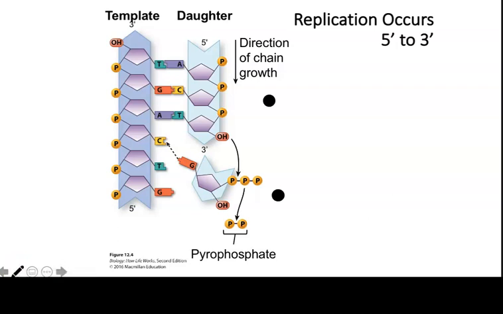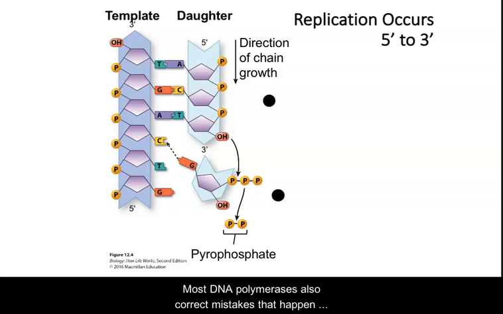So DNA polymerization occurs only in the 5' to 3' direction, and it's catalyzed by DNA polymerase, which is an enzyme. So DNA polymerase is a really conserved enzyme across different species, and its basic function is to synthesize a new DNA strand from an existing template. And most DNA polymerases also correct mistakes that happen in replication.